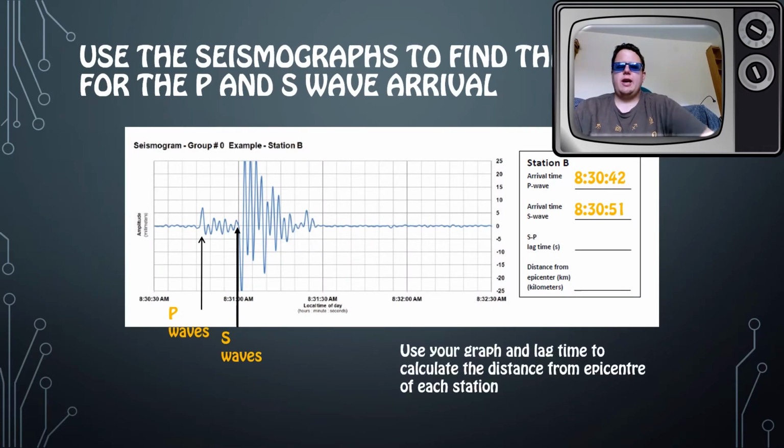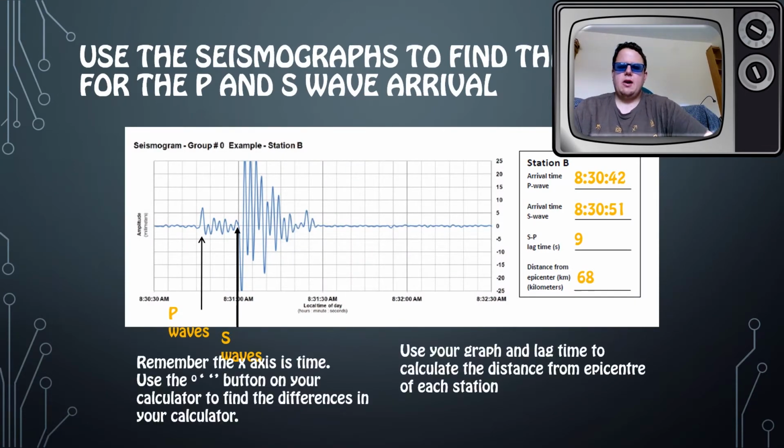Okay, so here we go. This is us doing it then. We have our P waves, we have our S waves. Our x-axis is time. And the other thing is, you've got a button on your calculator that will look like our symbol here, the degrees, minutes, seconds button. But this can actually be used for time. So you can think of that as hours, minutes, seconds. That's quite a useful button to do time on your calculator, rather than having to convert everything to seconds, you can work in hours, minutes, seconds.